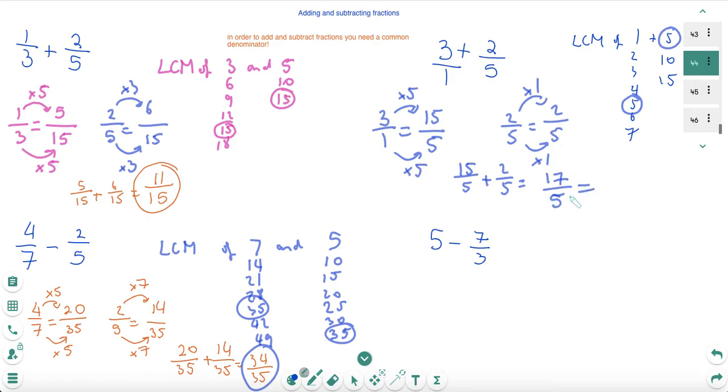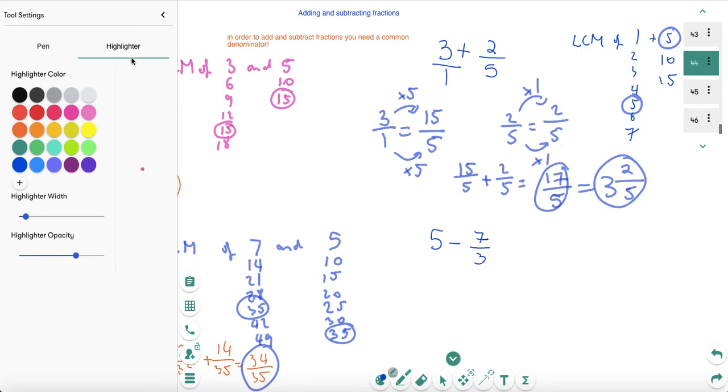But let's turn it into a mixed number. So how many 5s go into 17? 3. 3 times 5 is 15, which is a remainder of 2 out of 17. And our denominator stays the same. So you can answer like this or like this. Okay, last one.